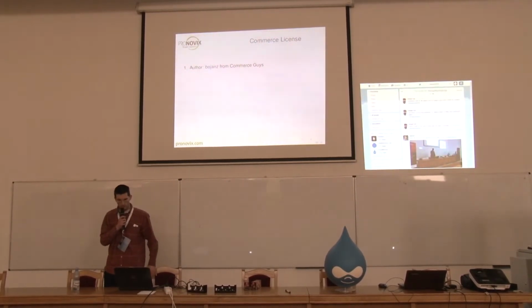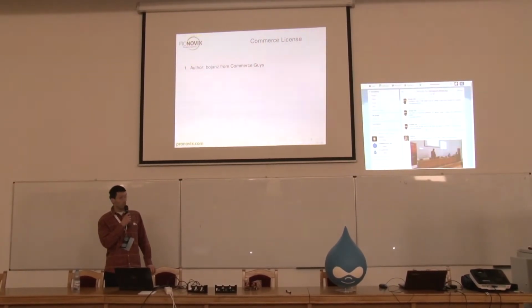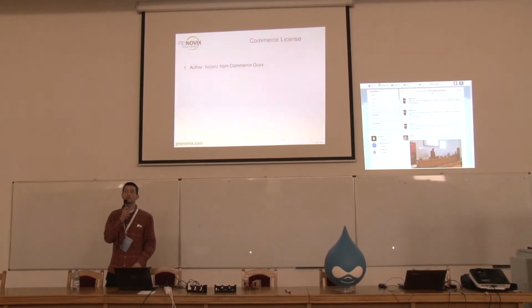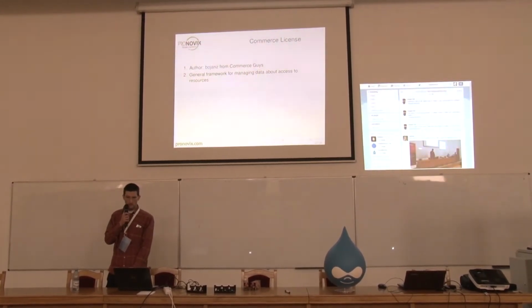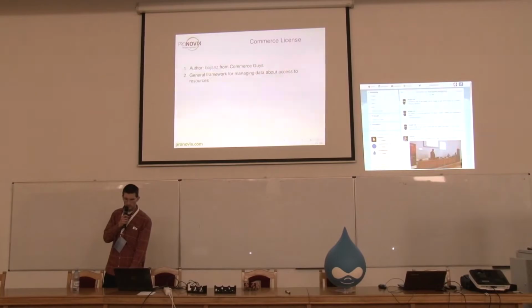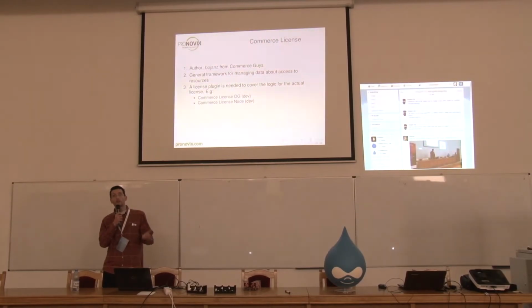The next possibility is using commerce license. It's created by Bojan from Commerce Guys, and we have the feeling that this is the recommended way to do recurring payments in Drupal 7. So commerce license is more than just recurring payments. It's trying to create a framework for accessing any resource. So it comes with a license entity, and you actually need to code your own logic for your own resource.